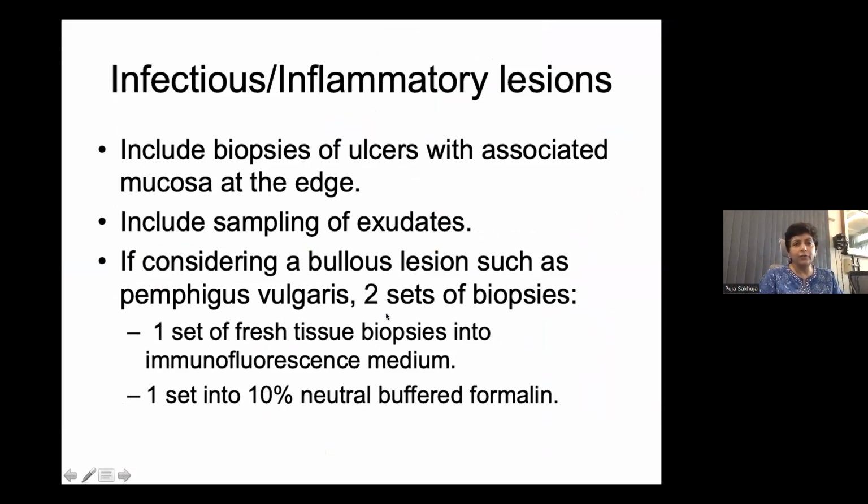Now, what are the other infectious and inflammatory lesions? What is the biopsy strategy for these other infectious and inflammatory lesions? You must include biopsies of ulcers along with the ulcer edge. You must include a sample of exudates, especially to pick up organisms. And if there is a bullous lesion that you are suspecting, ask your pathology department to send you immunofluorescence material in a vial, and you take one biopsy piece in that immunofluorescence medium. And the rest you send in the regular 10% neutral buffered formalin.